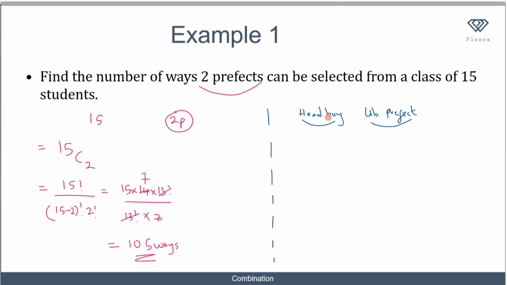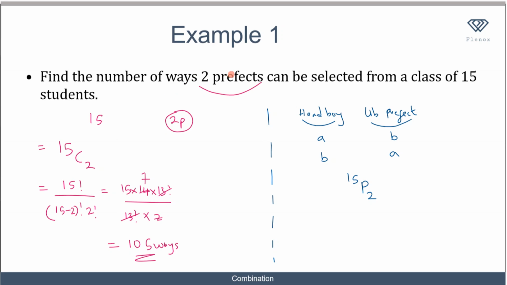The way in which it is different is that the order in this case really matters, because selecting student A as the head boy and selecting student B as the library prefect is not the same as selecting student B as the head boy and selecting student A as the library prefect. So in this case, we have to make use of our classic permutation. So we have 15 permutation 2 instead of combination.